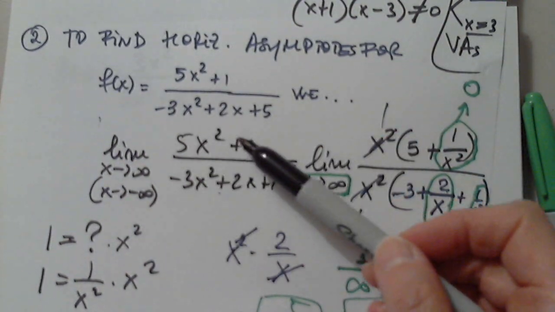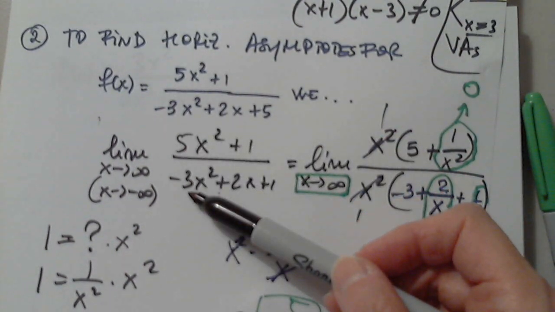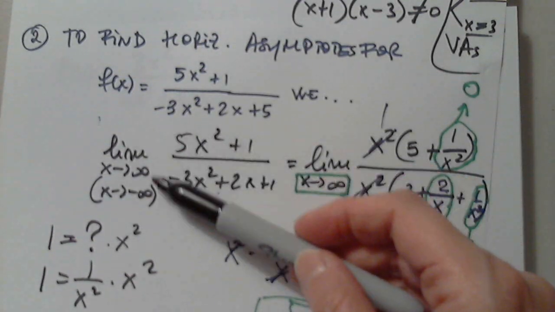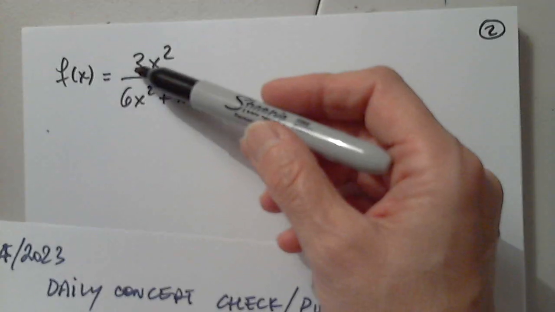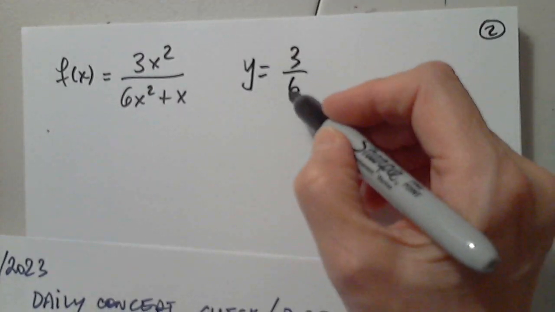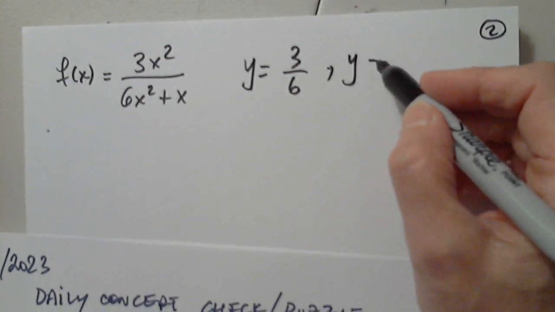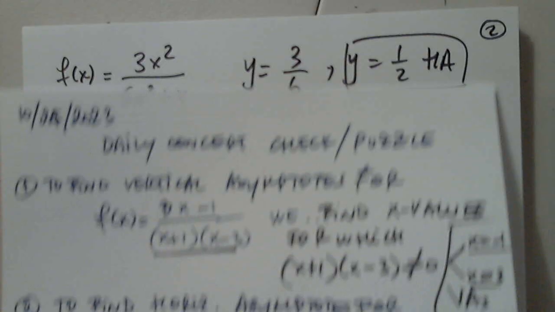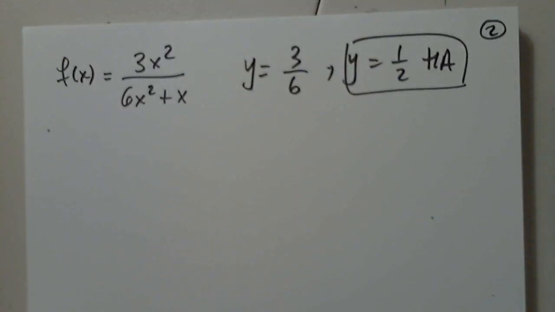Since the degrees are the same, it is the leading coefficient over the leading coefficient. We just showed all the steps, right? So it's exactly the same. It will be 3 over 6. So y equals 3 over 6, or y equals 1/2, is the horizontal asymptote. Applying the exact same procedure.